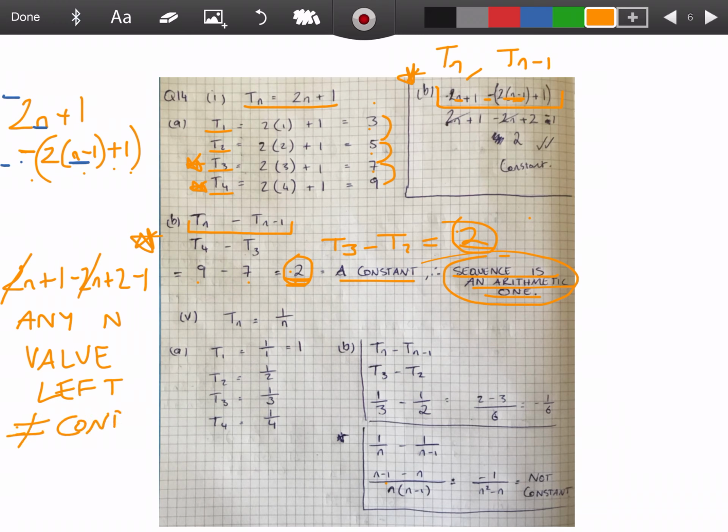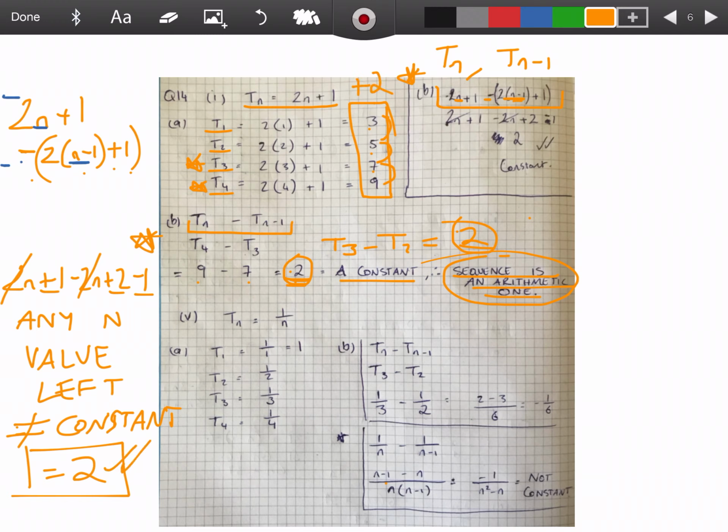So all I'm left with is plus 1, plus 2 is plus 3, minus 1. So my difference here is 2. Now I know that if we go back, I've got my T1 to T4. It goes 3, 5, 7, 9. So the common difference is plus 2. And I knew that, so that's right.